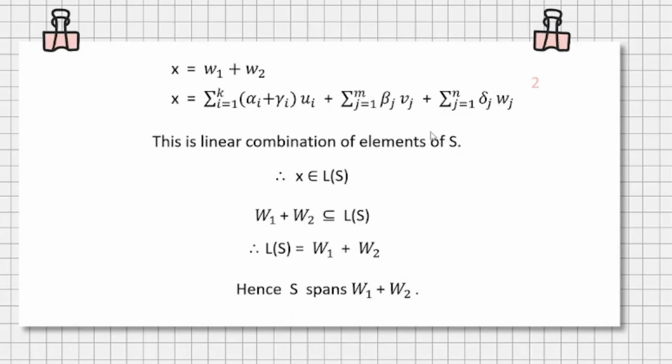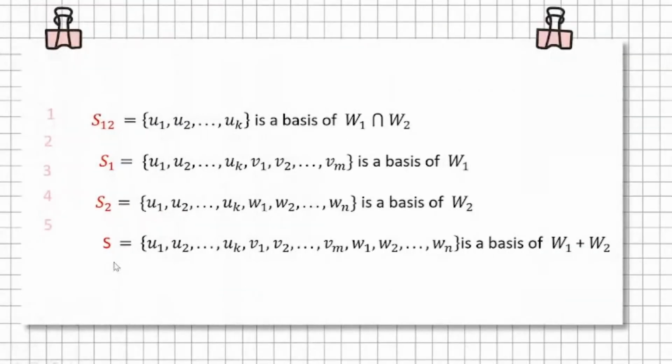Can you please show the previous slide again? Yes. S equals U1 up to UK, and V1 up to Vm, and W1 up to Wn, right? And x equals a linear combination of these elements. Therefore, we can say x belongs to L of S, right?